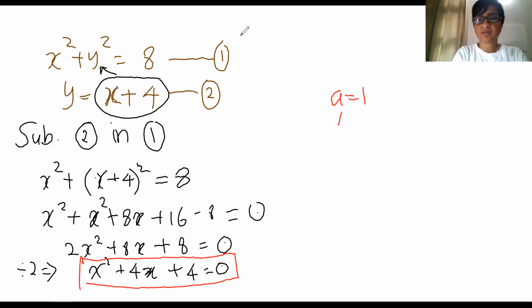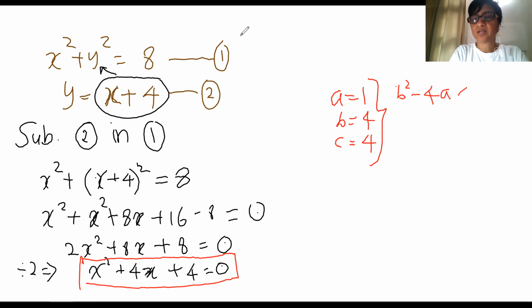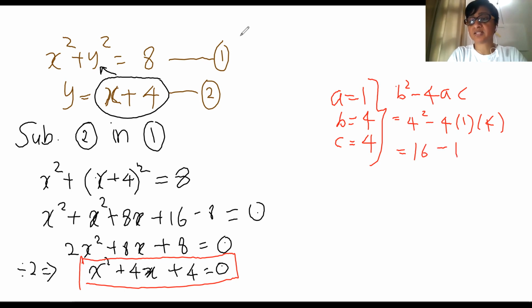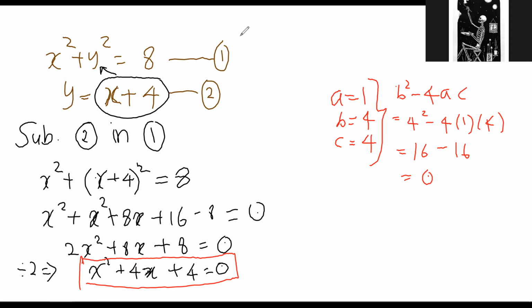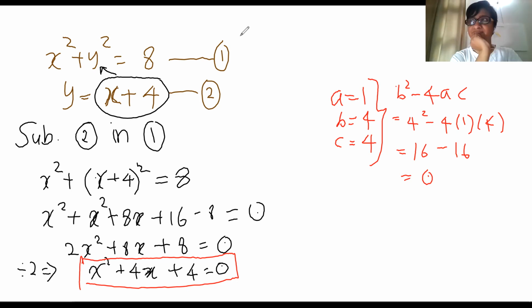a is 1, b is 4, and c is 4. Then I want to compute b squared minus 4ac. b squared minus 4ac is equal to, what is b squared? 4 squared minus 4 times 1 times 4. That is 16 minus 16, that's 0. So the discriminant turns out to be 0. How many intersection points? 1. Discriminant is 0 means there is 1 intersection point.